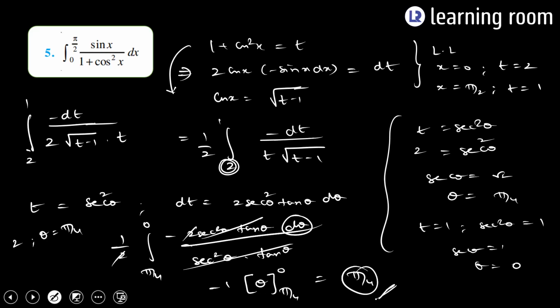If I divide the numerator and denominator with cos square, right? What is it? Plus 1. See, alternate methods.